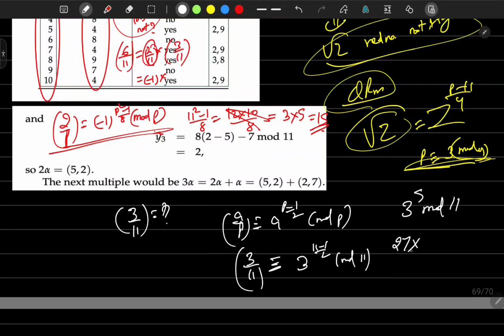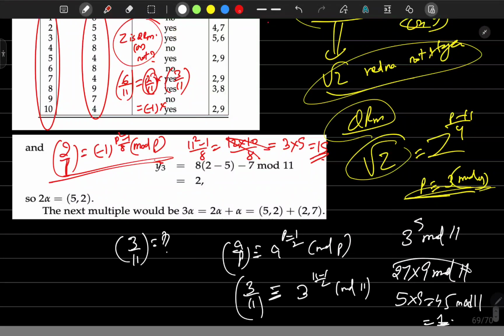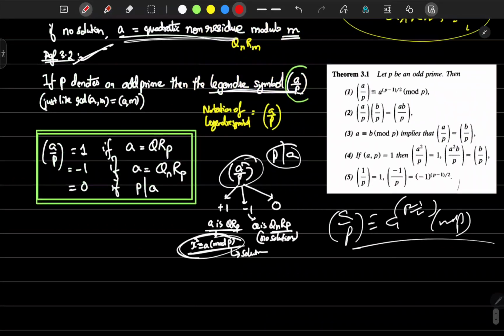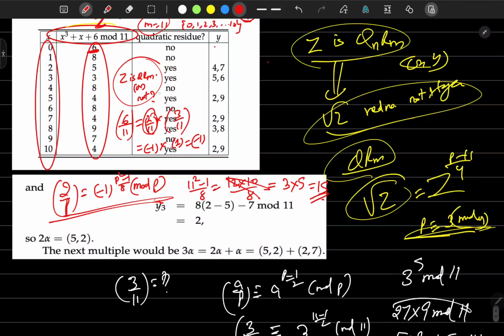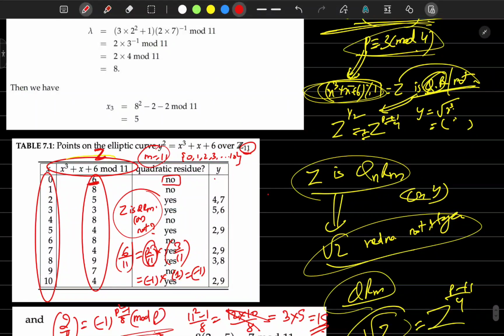It can be written as 27 into 9 mod 11. So 27 mod 11 is 5, into 9, so 45 mod 11 is 1. Therefore this value will become 1. So the whole value becomes minus 1. Since the Legendre symbol becomes minus 1, according to the statement, this a is a non-quadratic residue modulo p. That means z is a non-quadratic residue modulo 11. So that's why we have written the answer no.